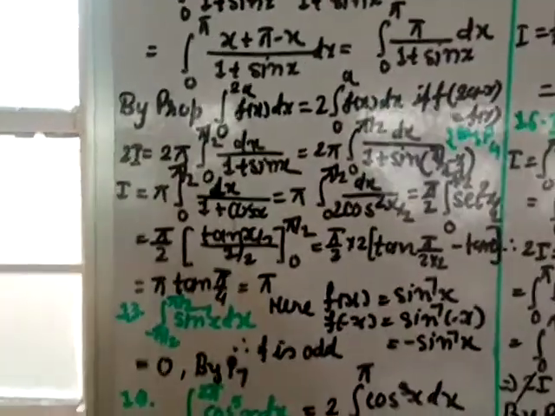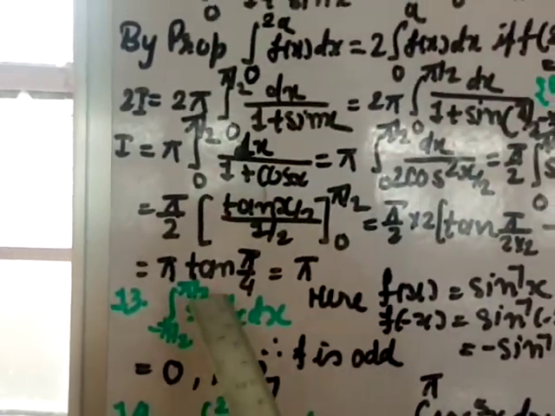Question number 13. The integral from minus pi by 2 to pi by 2 of sin power 7 x dx.